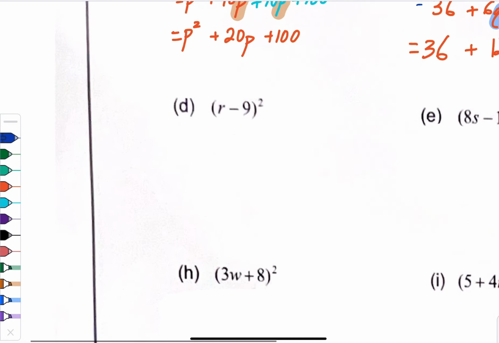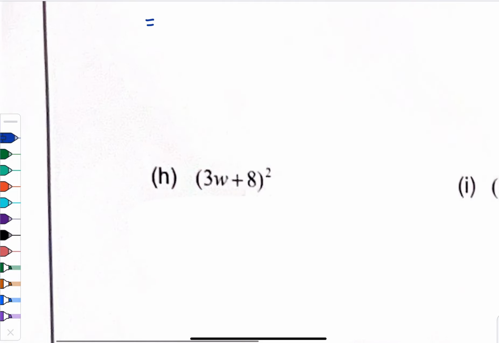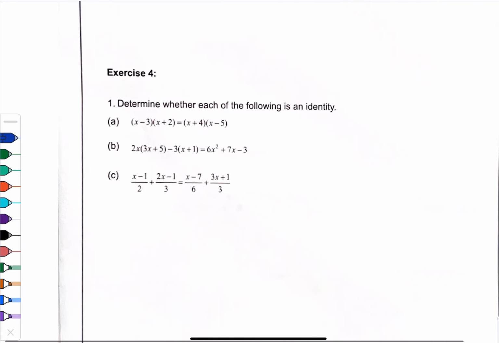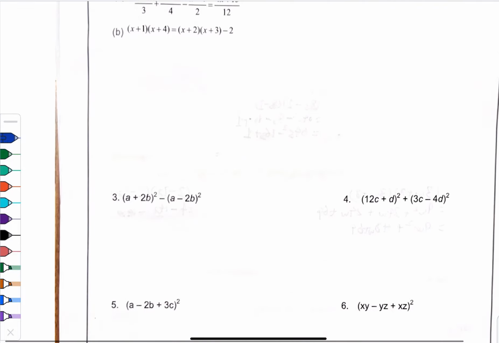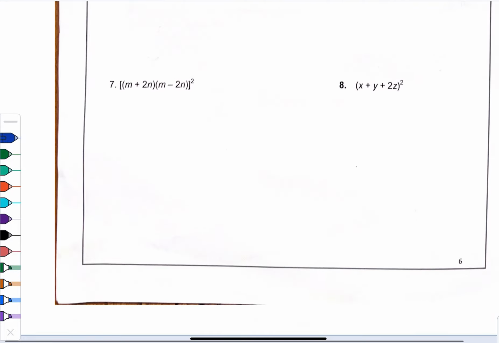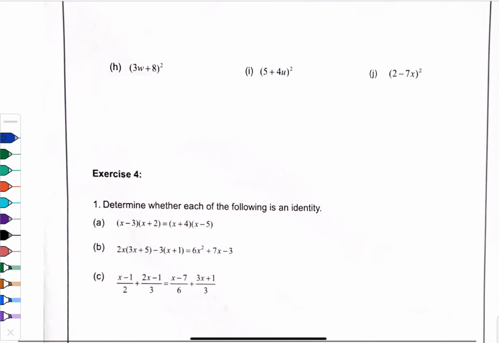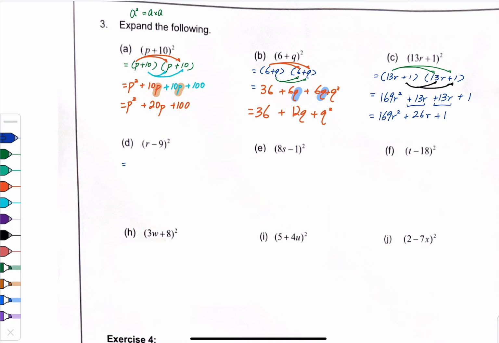Let's continue. And in this one, r minus 9 squared. So do you want me to continue this way? I'm not really going to do the bottom parts. They are not so appropriate questions. I mean, it's beyond our level, right? You can still do it. Try on your own. If you don't get it, you can ask me on WhatsApp, but I'll just do until J in this video. The next I'll continue in another video.